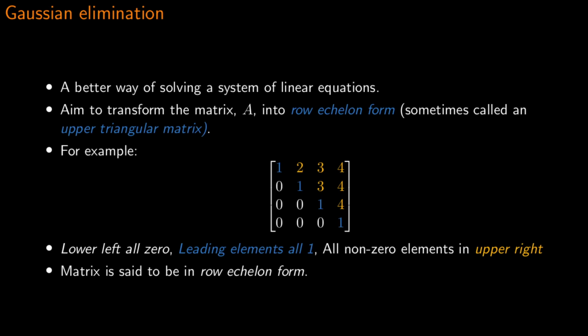So the first thing that we talked about last week was Gaussian elimination and how this is a way that we can use for solving systems of linear equations. And in particular, the aim of this is to transform a given matrix A into what we call row echelon form, or sometimes called the upper triangular matrix, which will look something like this. So all of the lower left-hand elements are 0, all of the leading elements across the diagonal are 1, and then all of the non-zero elements that are not the leading elements are concentrated in the upper right corner. Okay, and that is then said to be in row echelon form.